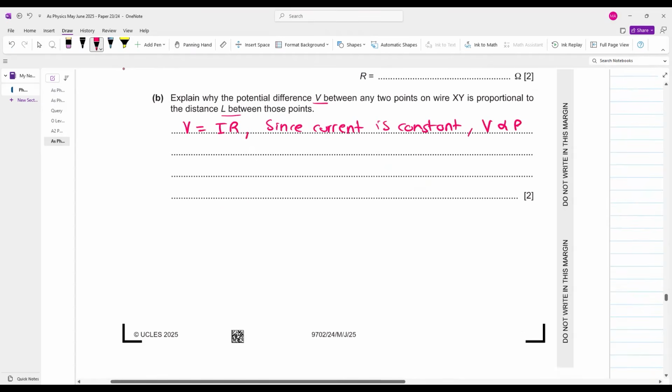Voltage becomes directly proportional to resistance. Then you will say resistance is equal to resistivity times length over area. You will say since resistivity and area are constant, resistance will be directly proportional to length. We will say, hence voltage becomes directly proportional to length.